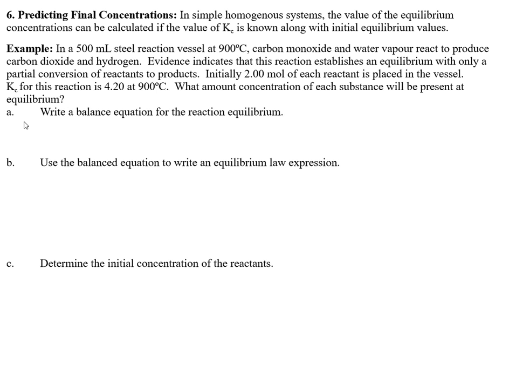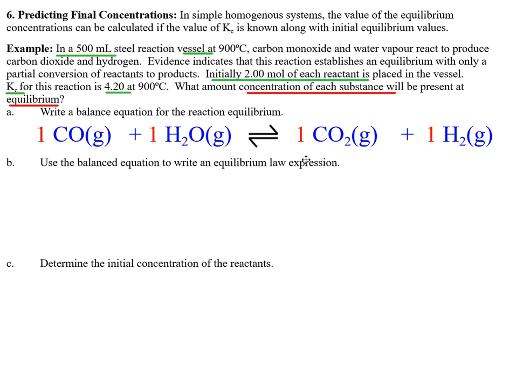Okay, so let's answer the first part. Part A, write a balanced equation for the reaction equilibrium. So I have 1 carbon monoxide gas plus 1 water vapor gas, and 1 carbon dioxide gas and 1 hydrogen gas are produced. So we have products and we have reactants.